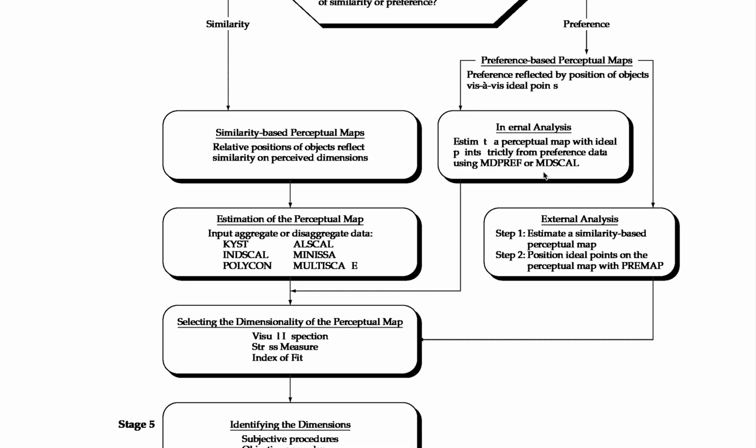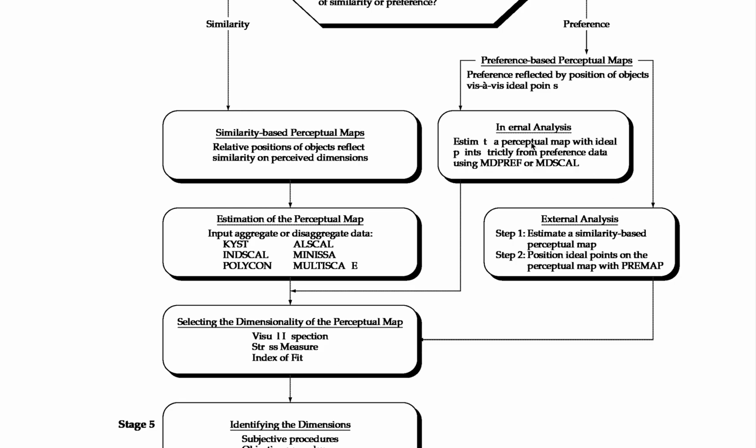In internal analysis, the perceptual map with the ideal points is estimated strictly from the preferences data using these software programs. The perceptual map inputs are aggregated and disaggregated data on these similarities. These are the inputs, and after that comes selecting the dimensionality of the perceptual map, versus the spectrum, stress measures and index of fit.